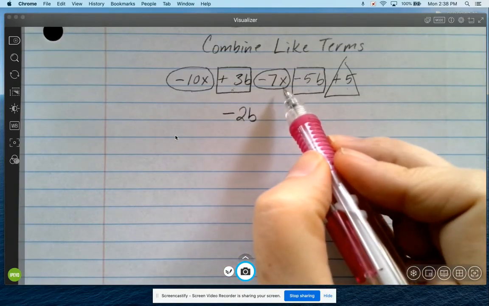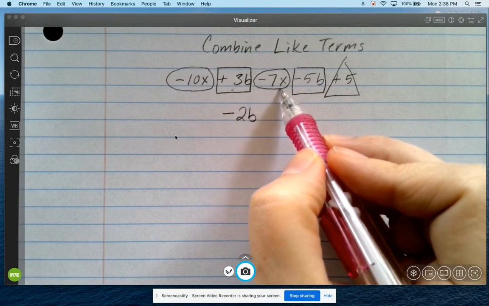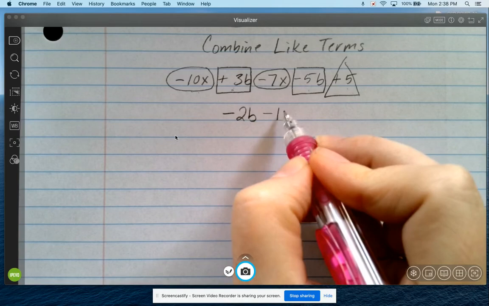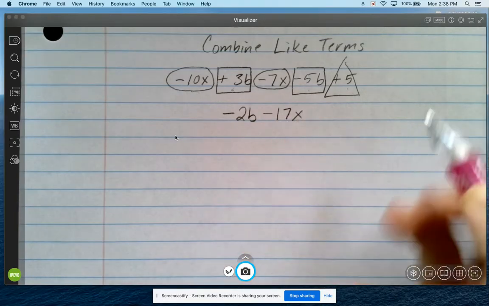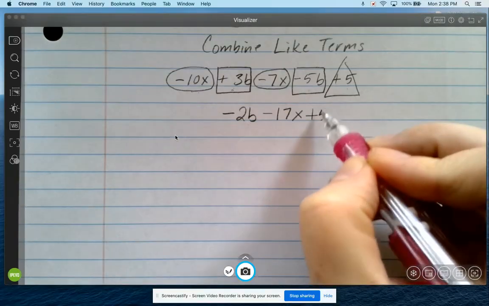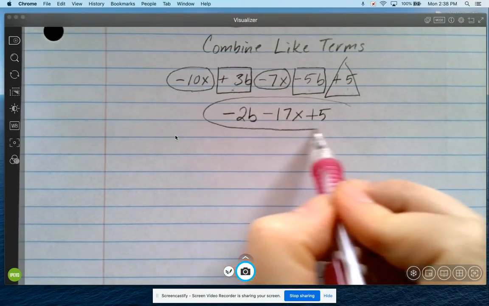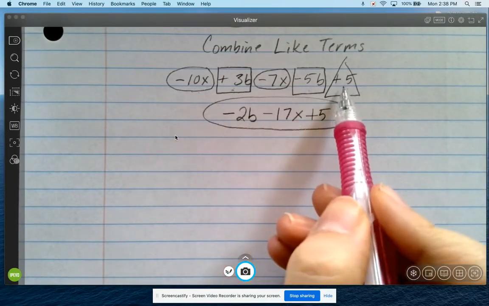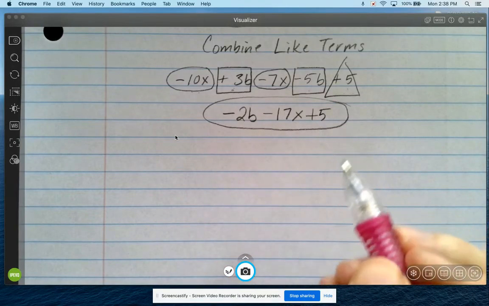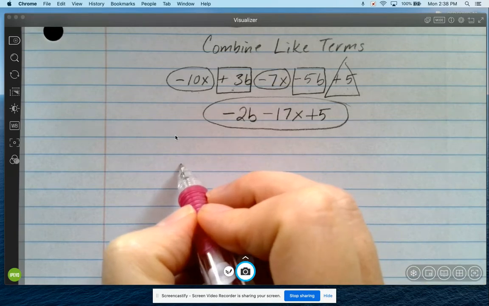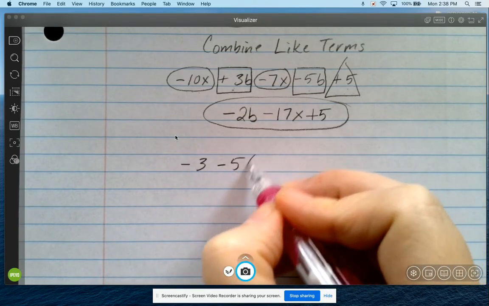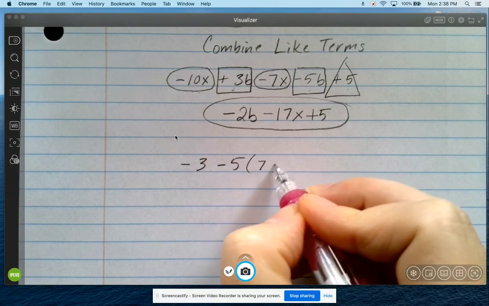So negative 7x and negative 10x will be negative 17x. And this is my only like term, so I'm just going to do positive 5. So I combine my like terms to simplify this expression. If I have something like negative 3 minus 5 times 7 minus 5n.